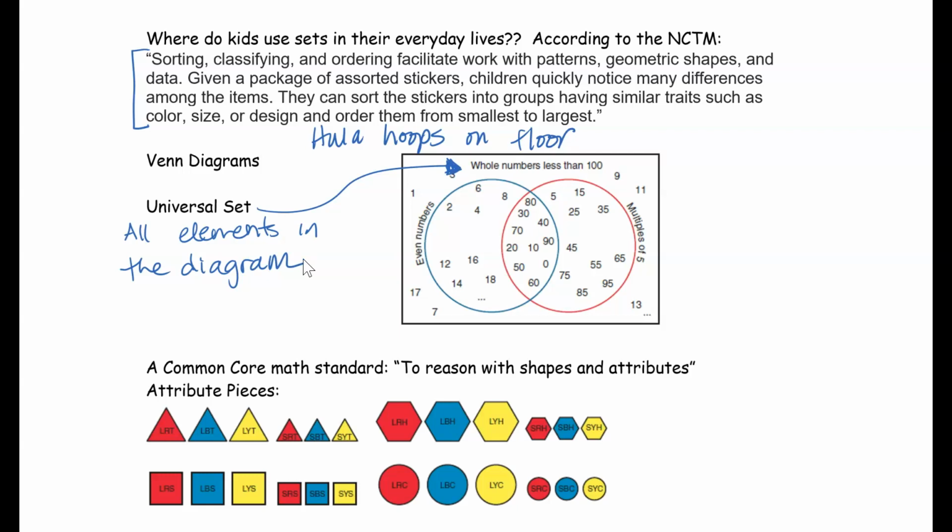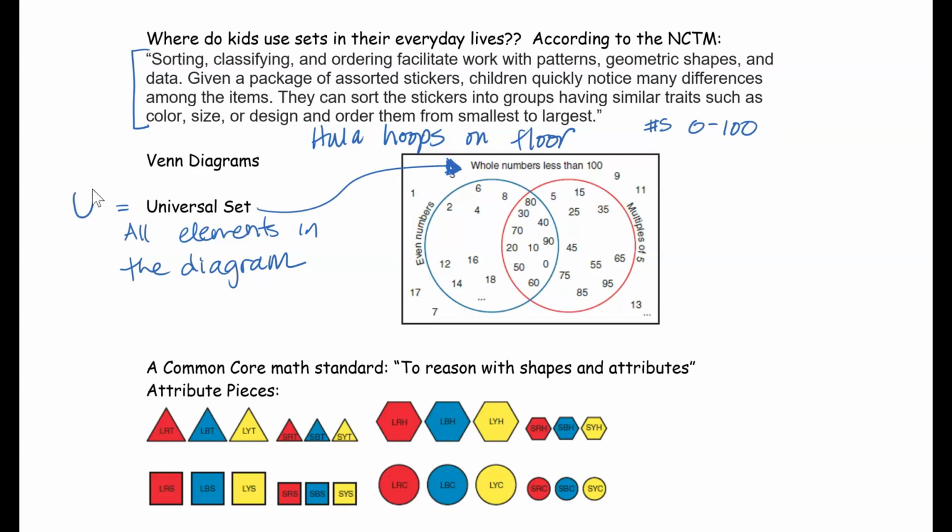It's helpful to know what the universal set is so that you know what's being considered when we're making our groups. For example, if you're in the classroom, your universal set might be the entire bag of stickers or the entire box of crayons. Or maybe it's just the box of crayons that are primary colors, so you know what's being considered. In this case, the universal set is all whole numbers that are less than 100, so anywhere from 0 to 100. So numbers 0 through 100 is the universal set, and we call the universal set uppercase U.